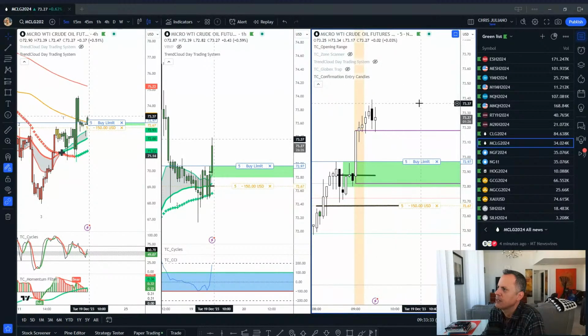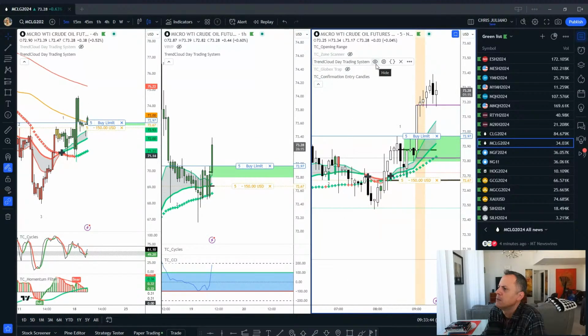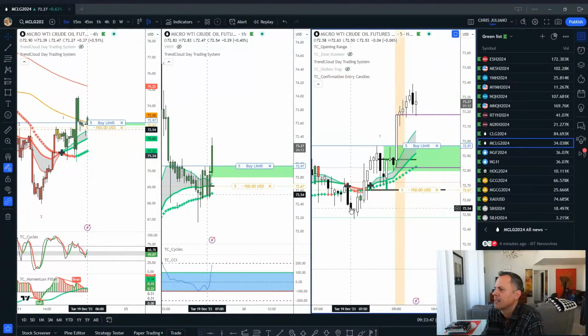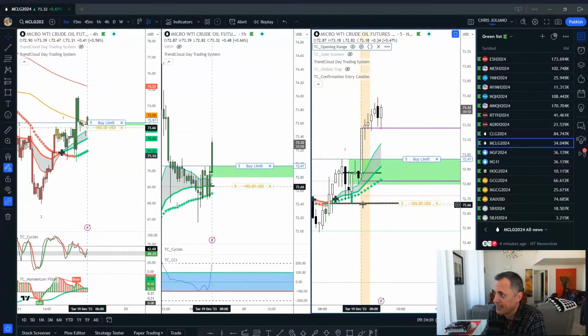Confirmation entry candles. What do we got? Anything? Even that confirmation entry candle here on the upswing. Yeah, we got a confirmation entry candle even right at 8:05. Another signal at 8:45. I don't know, what more do you want, right? Sorry, TrendCloud. I wasn't looking at this. That's the thing when you get into doing a lesson and then something takes place. So yeah, it's always good to have other eyeballs on this thing.